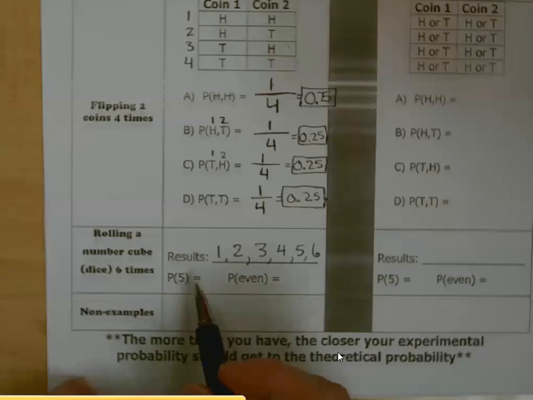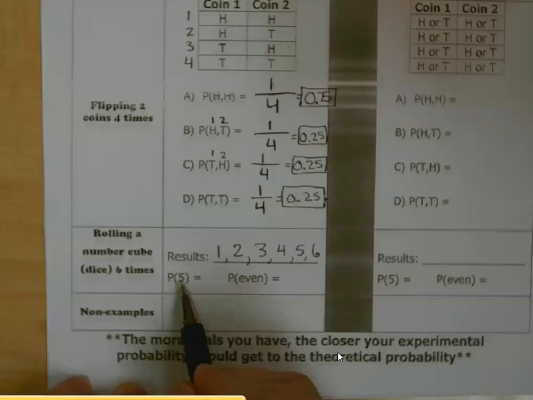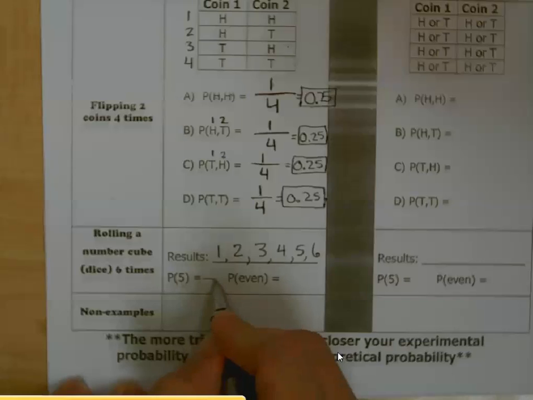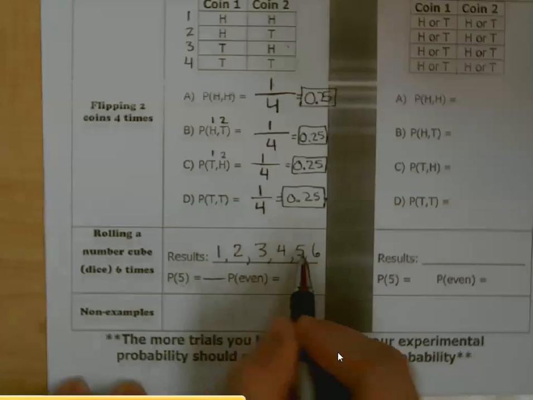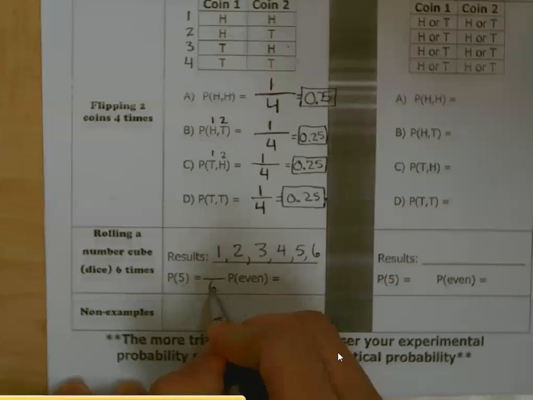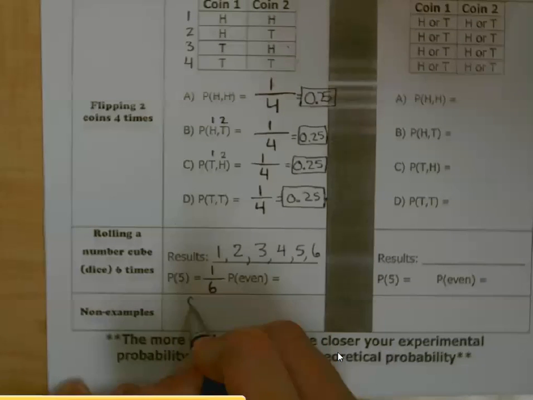So let's see. In that case, what's the probability of rolling a 5? Well, there were 6 possible outcomes. 1, 2, 3, 4, 5, 6. But only one of them is a 5. So our probability would be 1/6 or 0.16 repeating.